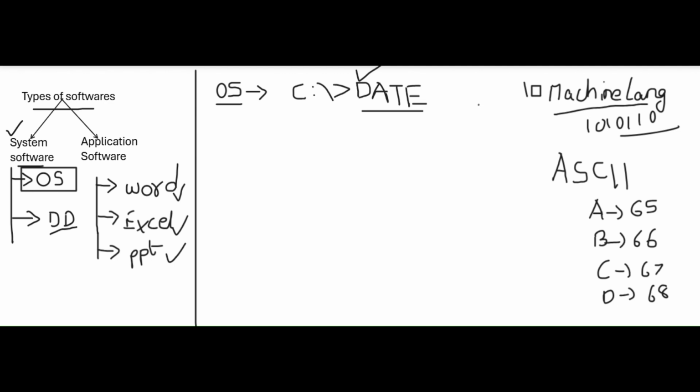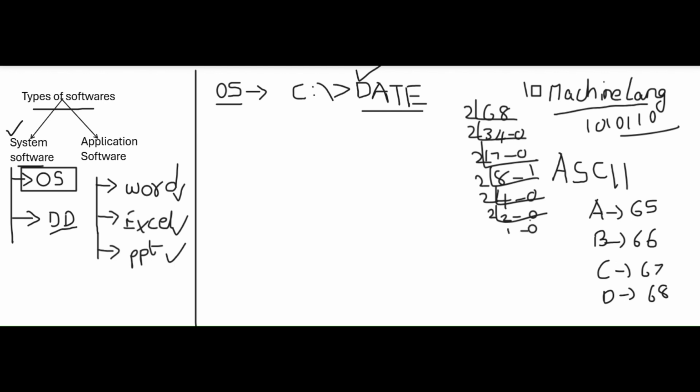What does the computer do actually? It will take this 68 and convert it into binary language. It is more like a mathematics class, right? 68 divided by 2 is 34, remainder 0. 34 divided by 2 is 17, remainder 0. And so on, repeatedly dividing by 2. This is what happens behind the scenes. So the binary value of D is 1000100.